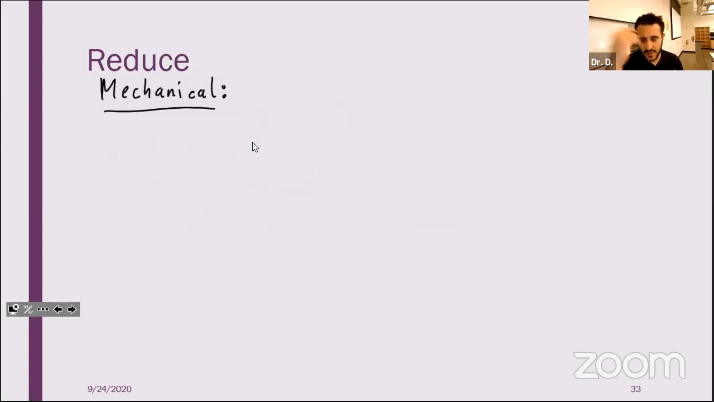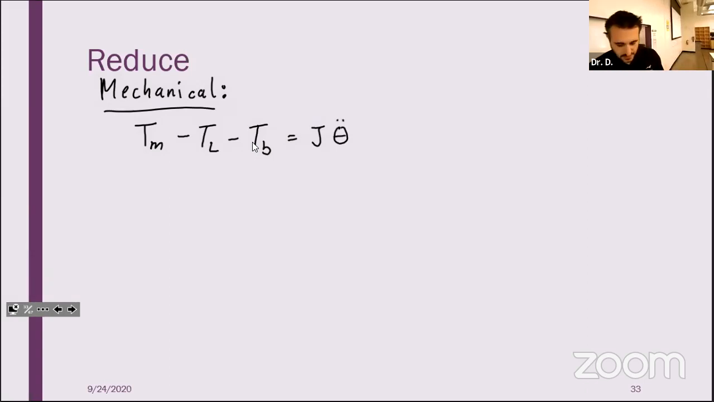So what do we have to do for a mechanical system? We need to do the sum of the torques, right? And if we look at our free body diagram, which I will let you guys look at yours instead of going back, what do I have? Well, the sum of the torques is going to be the motor torque, T sub M, minus the load torque minus the damping, is equal to J theta double dot. Let's actually write theta instead of something that looks really gross. J theta double dot.